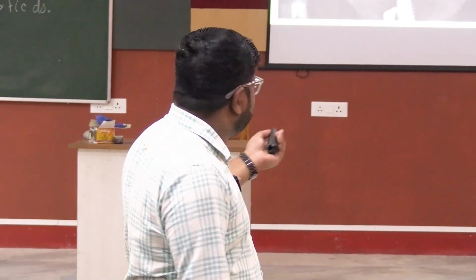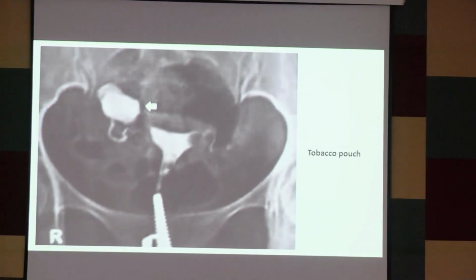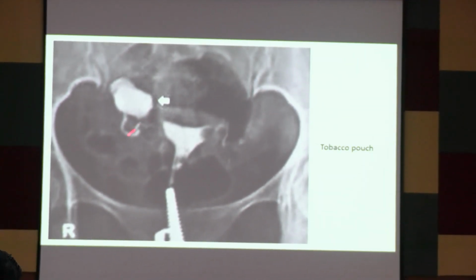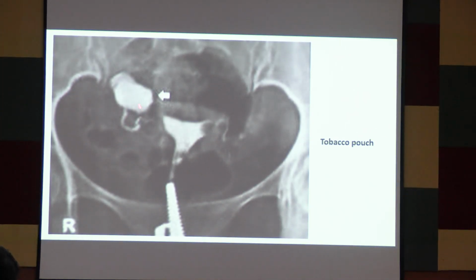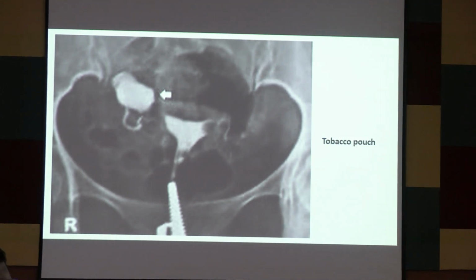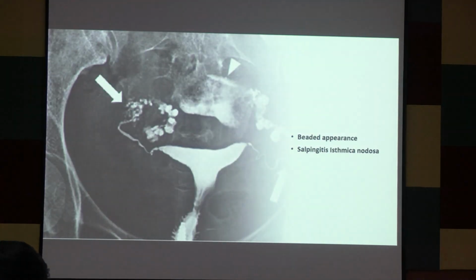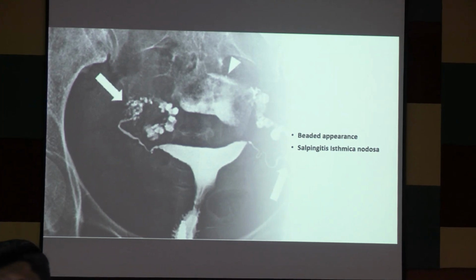These are the images. This is what a tuberculosis HSG looks like. This is called a tobacco pouch appearance. Entire area shows thinning of the tubes followed by large swelling at the end of the tube due to collection of fluid, hydrosalpinx or pyosalpinx, causing something called a tobacco pouch appearance of the fallopian tubes. This is a classical tuberculosis appearance.